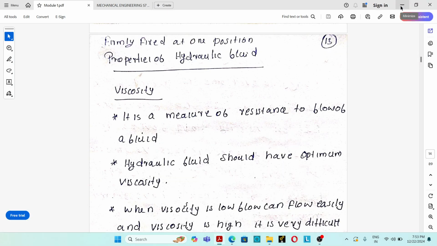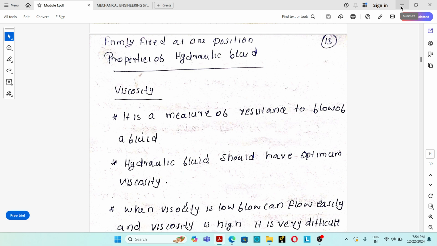Hi students, this is the second class of industrial hydraulics. In this section, I am going to discuss the properties of hydraulic fluid. This is a very important topic, usually asked as an essay question. Explain the different properties of hydraulic fluids.